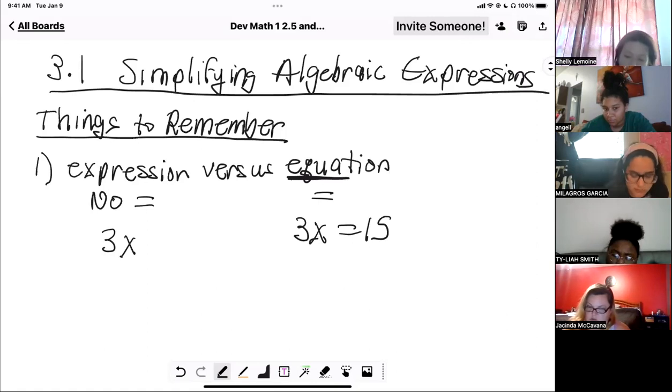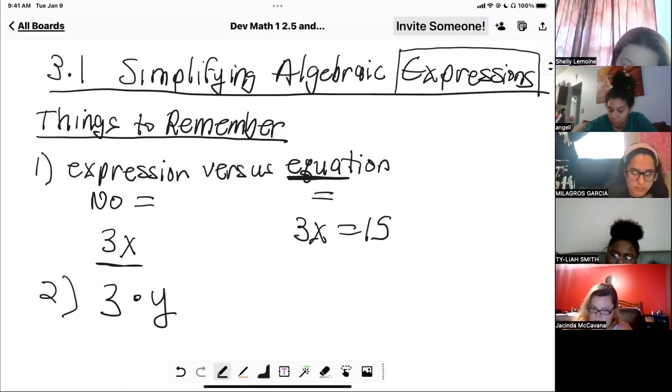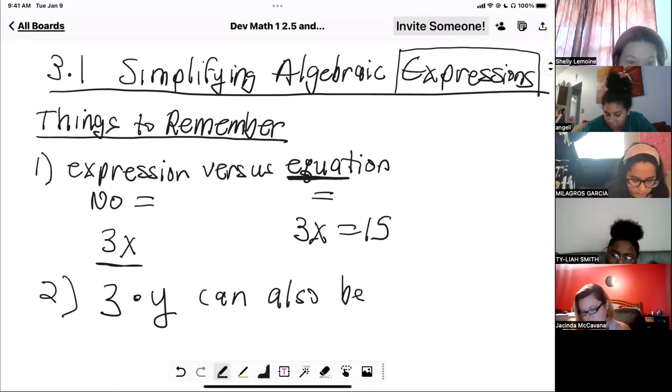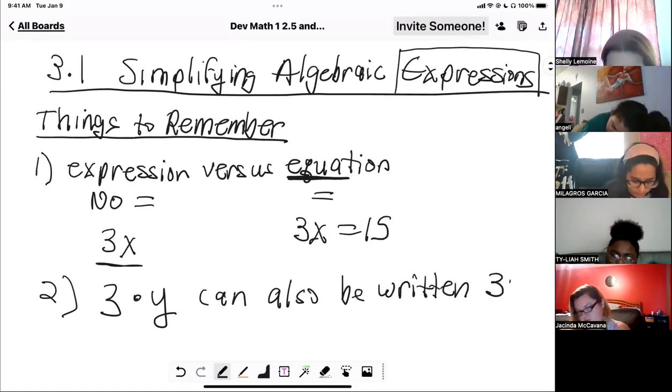So look at what we're doing. We're doing expressions. So we're not doing equals. This whole section is on expressions like these. 3 times y can also be written, which most of the time is written 3y or 2y or 2x or 5p.